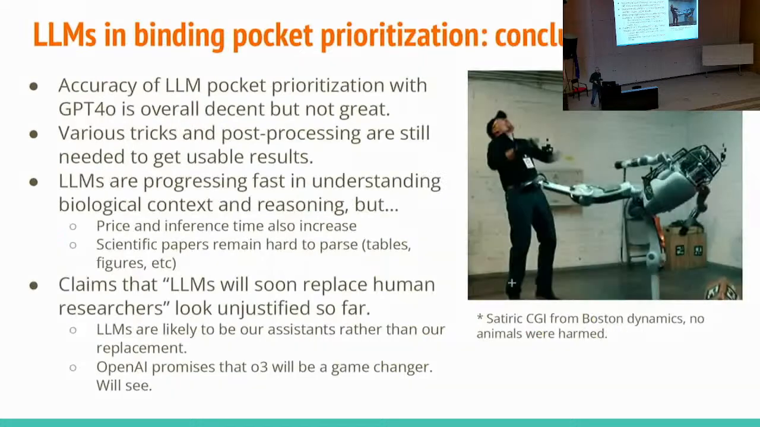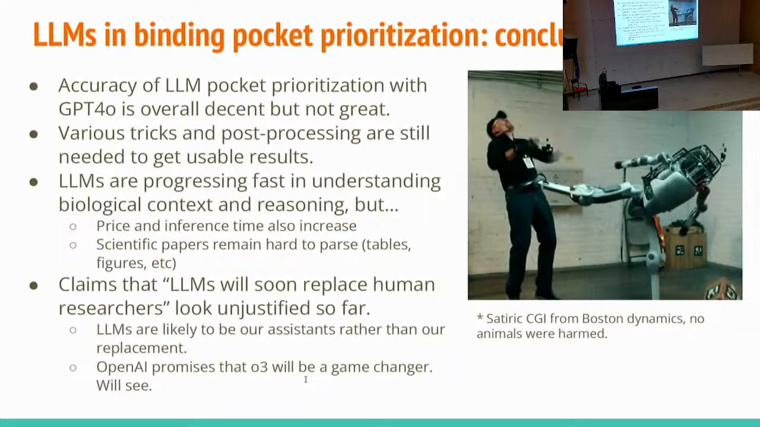So the conclusion is that the accuracy of LLM prioritization with the latest GPT-4o is overall quite decent, but it's not great. It's still not on par with humans, and you still need various tricks for post-processing. But the LLMs are progressing very fast, on the one hand. On the other hand, they are becoming very expensive. So for example, the next reasoning O1 model is much more expensive in terms of the API, and now we are waiting for O3, and we don't know how much it will cost. Maybe it would be better to rely on humans on this, depending on the cost.